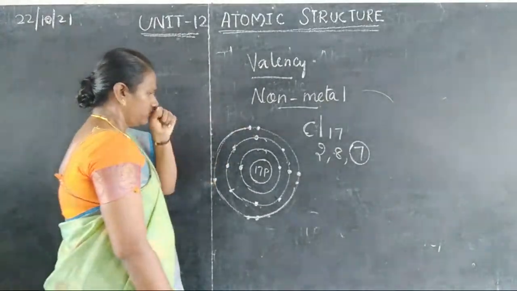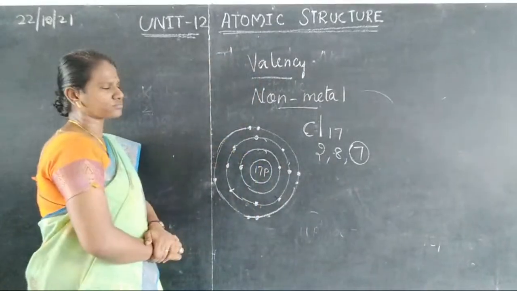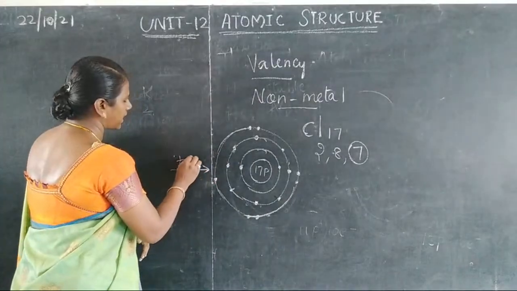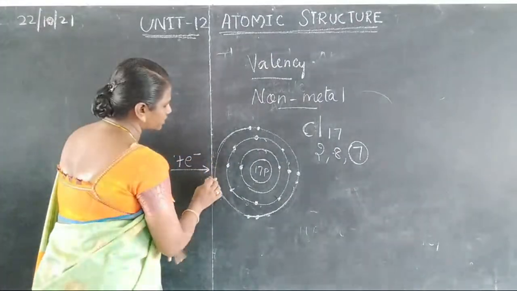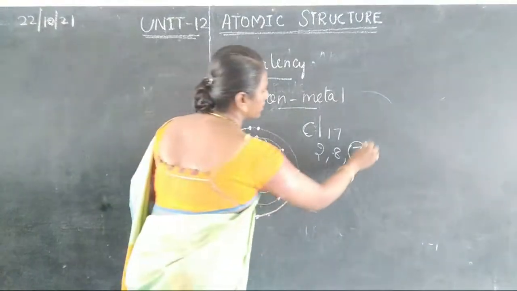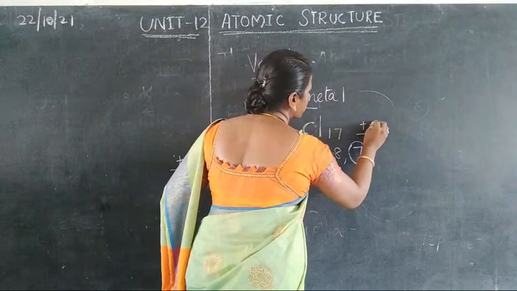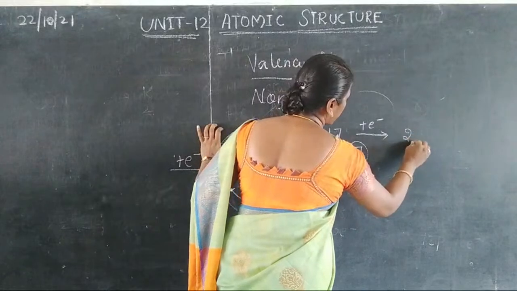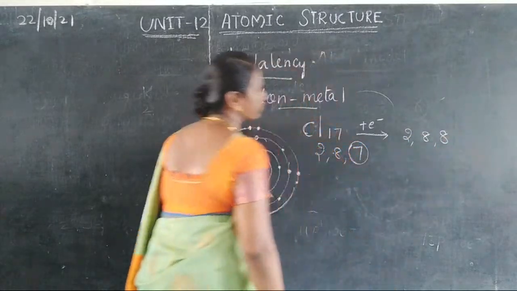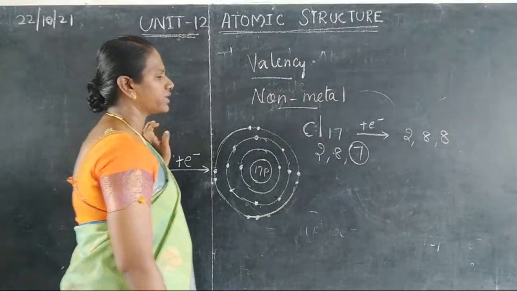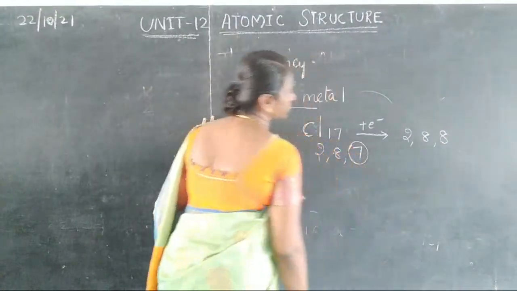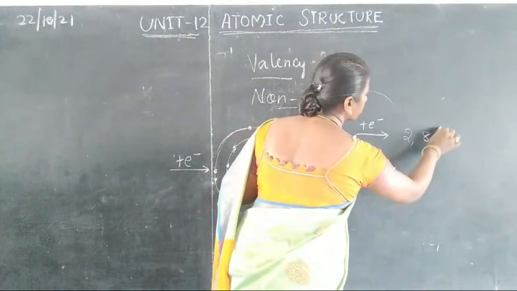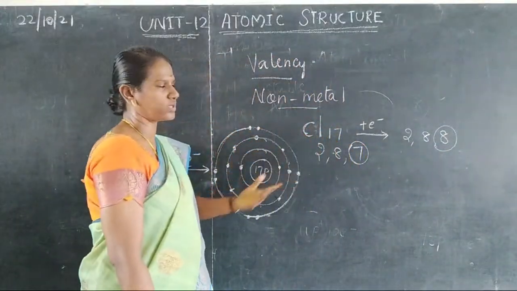To make it stable, what is chlorine doing? Chlorine accepts 1 electron. It gains 1 electron. If chlorine accepts 1 electron, it will become 2, 8, 8. It attains the electronic configuration 2, 8, 8. So it attains a stable electronic configuration. That means it attains the octet state, the octet electronic configuration.